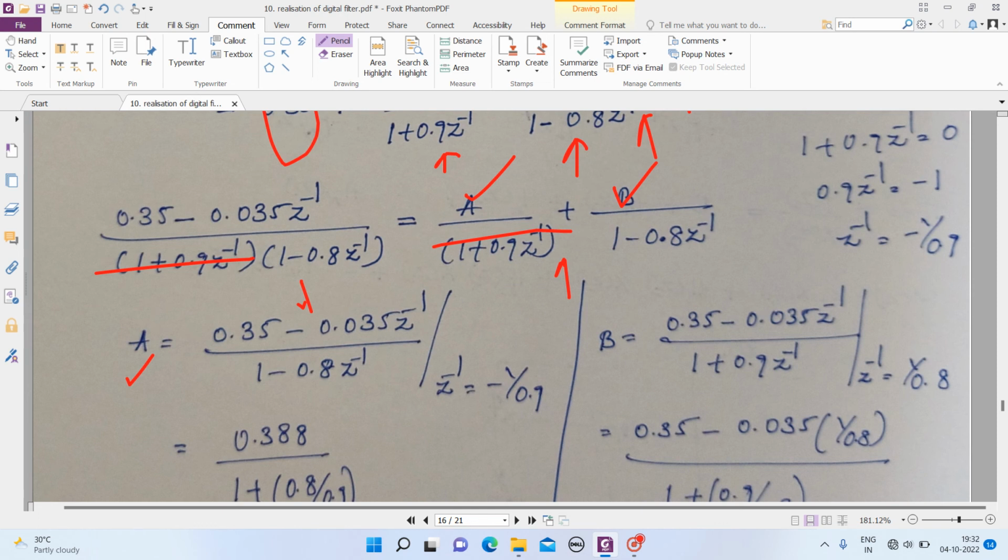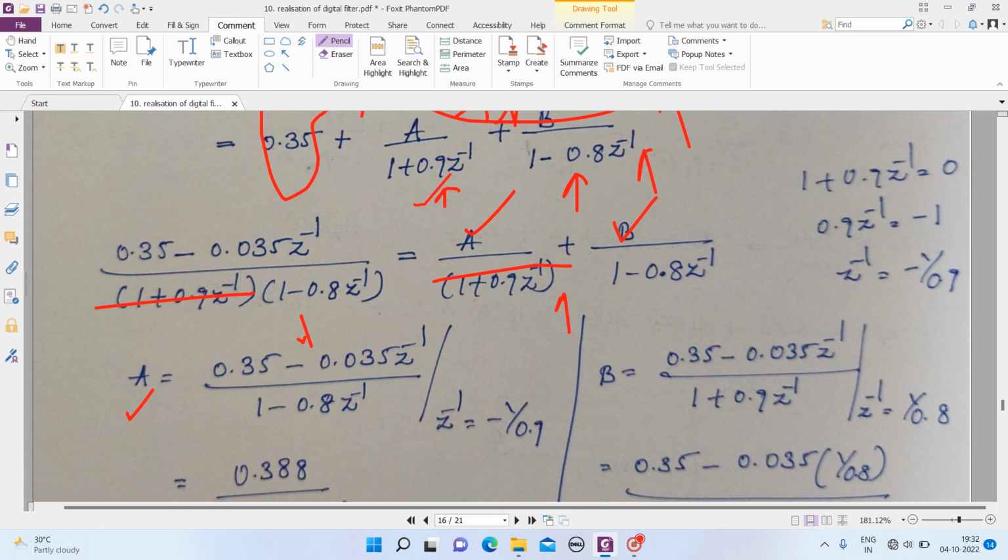So the remaining root is, here I have two roots, right? 0.9 z inverse and minus 0.8 z inverse. Here I have in the denominator 1 minus 0.8 z inverse. Here the z inverse value is minus 1 divided by 0.9. How did we get this z inverse equal to minus 1 divided by 0.9?